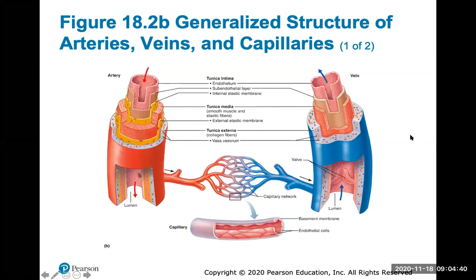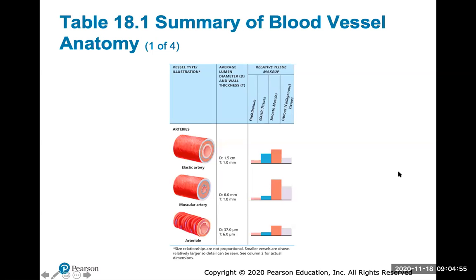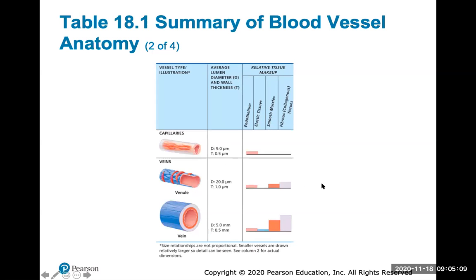Here's another look, a review of these three layers, and you can see some of the differences between them. You can see the capillaries just have the endothelial layer with a basement membrane, and the veins will have valves in them. So here's a look at the different types of arteries and their relative tissue makeup. The elastic arteries have the elastic tissue as their main makeup. The muscular arteries have the smooth muscle as the biggest, and we'll talk about these arteries and then the different type of veins and what makes up their different walls.